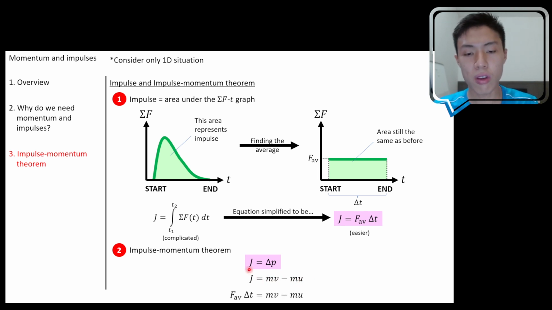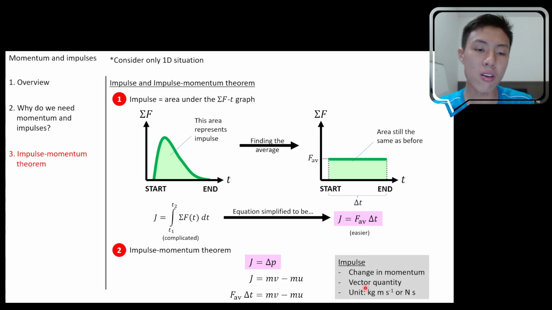You can also expand the impulse based on what we defined earlier to be the average force multiplied by the duration, and it's equal to final minus initial momentum. So that is the impulse momentum theorem. You can modify it in any way you prefer to suit what the question needs. And if you want to really define impulse, you can just define it using the impulse momentum theorem to be the change in momentum.